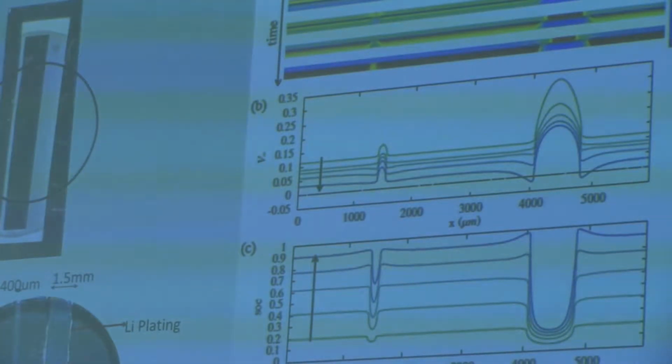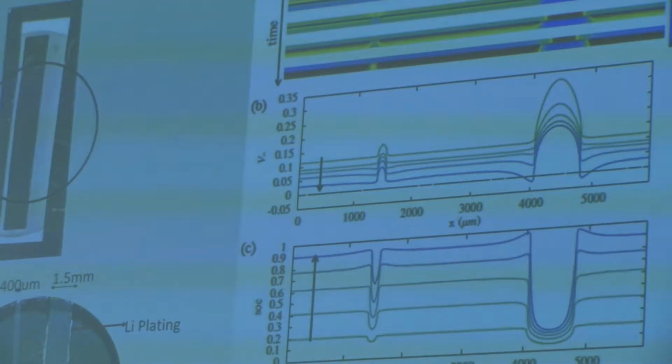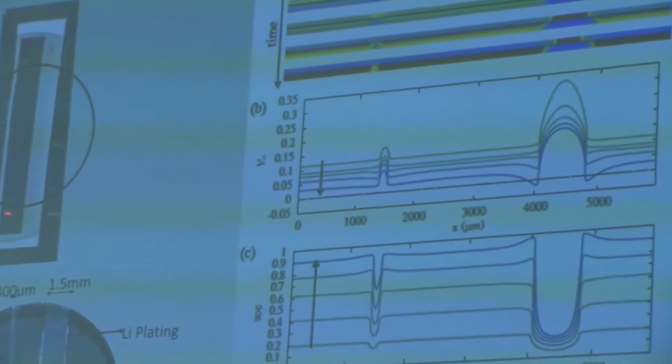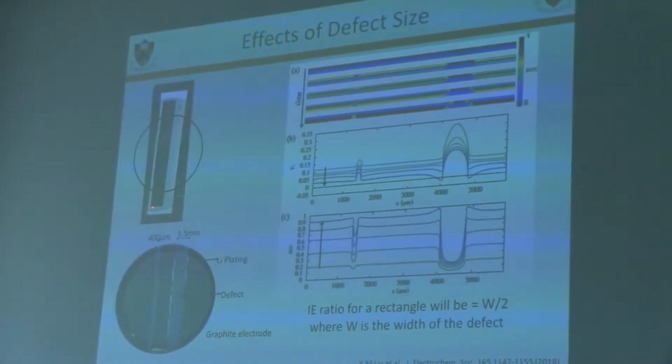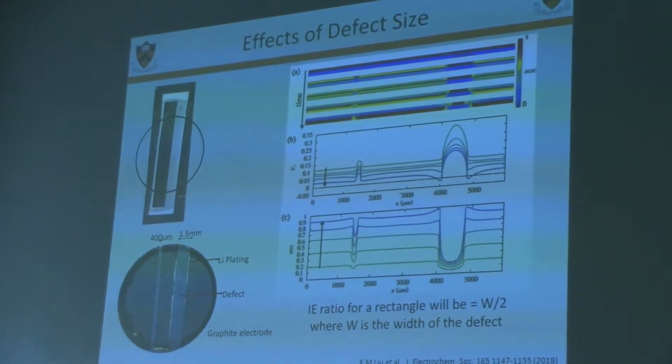If instead of having a shape like this, we simply have a bar. So here you have a bar that's 1.5 millimeters wide. This one's 400 microns wide. And we can see that here we get plating on the edge, and here we don't. Okay. So again, we can use this IE ratio, and we can determine that for a rectangle, the ratio will always be W over 2, where W is the width. So a smaller width would have a smaller IE ratio. Okay.